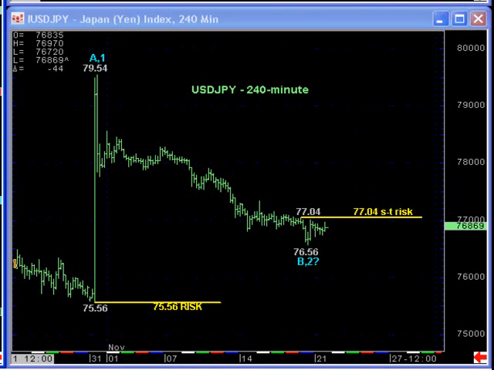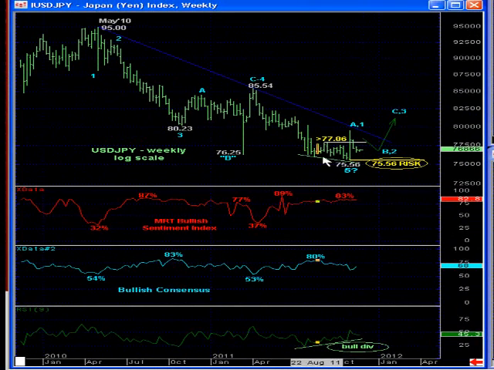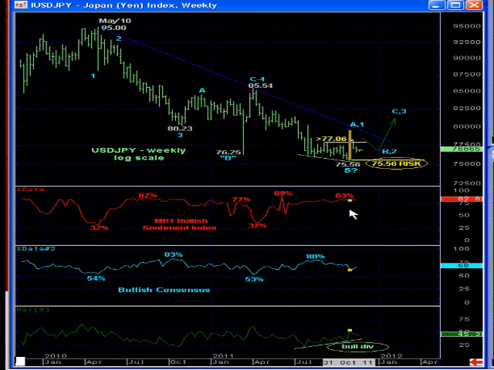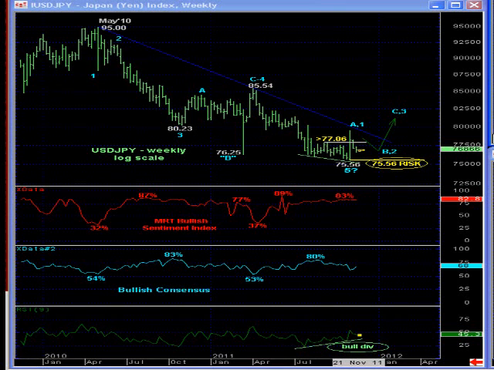Moving out to a weekly log scale chart that shows the secular bear trend, that late October recovery above 77.86 absolutely confirms a bullish divergence in momentum that really threatens this long-term bear trend, and combined with what has been extraordinarily bullish sentiment on the Japanese yen, we think all the factors are in place now for an absolutely major base and reversal environment in the U.S. dollar versus the Japanese yen.